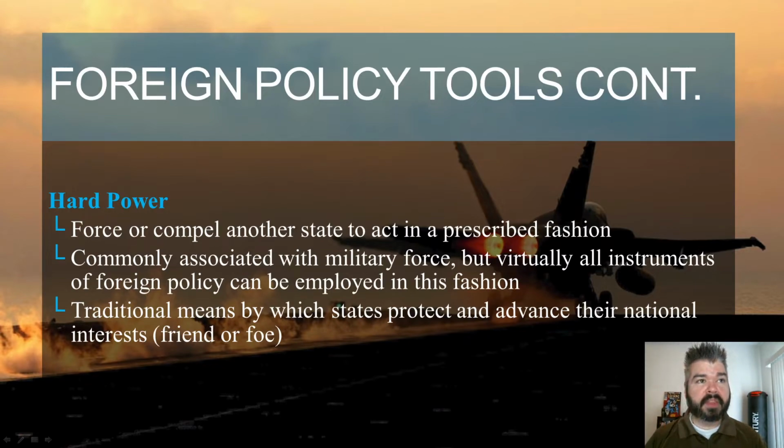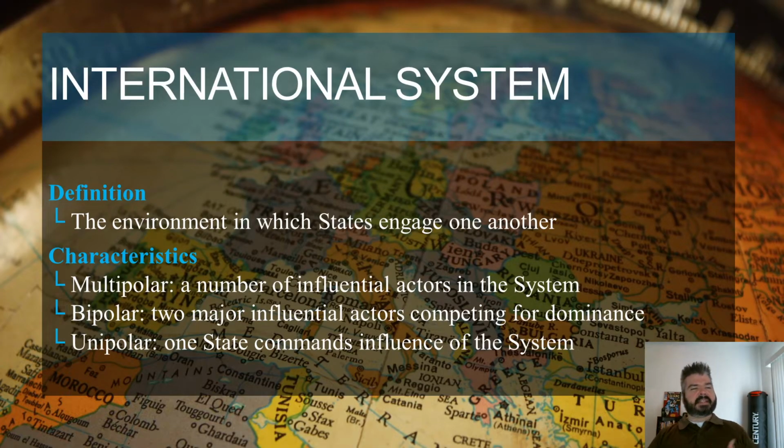Look no further, for example, than what Vice President Biden did with Ukraine. Hey, Ukraine, shape up your politics, in other words, clean up your corruption, because there was a point where the judicial branch had some corruption issues. Fix this, or you're not going to get U.S. foreign aid. You're using hard power with that. You're compelling another nation to act in a prescribed fashion, and you're not using the military for it. You see where I'm going with this? So hard power is the traditional means by which states protect and advance their national interest, friend or foe.